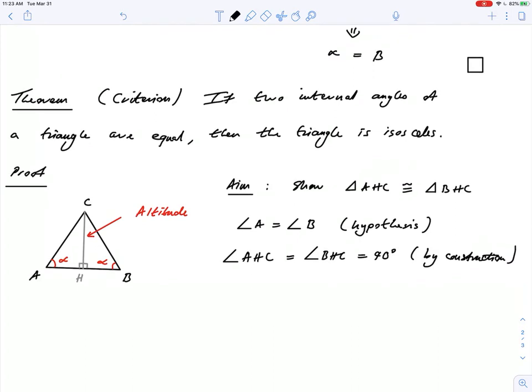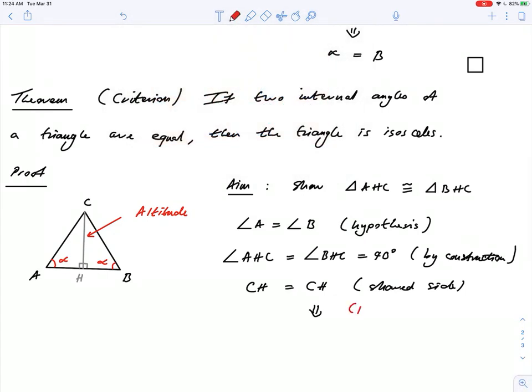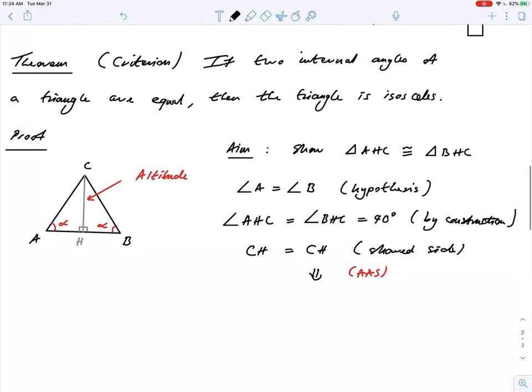Next, there's a shared side. CH is equal to CH. Very good. And what does that mean? Well, that's because it's a shared side, I should say. So now what do we know? Well, these three things are angle, angle, side, aren't they? So now I can use the angle, angle, side criterion to tell me that these guys have to be congruent.